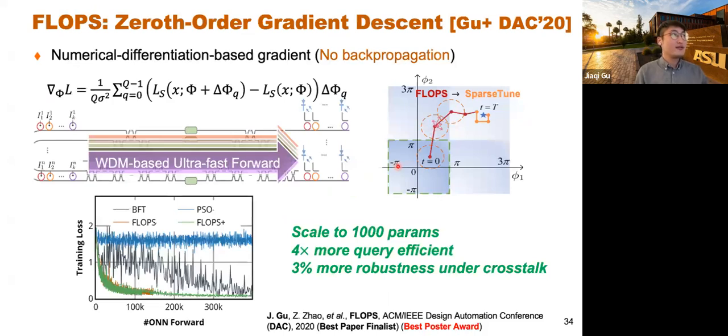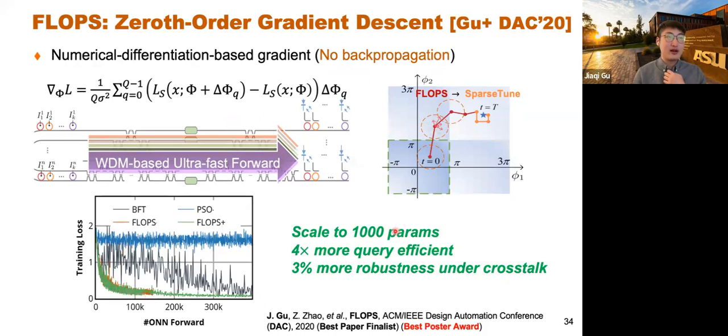So the very first one, FLOPS, is based on zeroth order gradient descent. Instead of doing costly backpropagation, we directly use sampling-based numerical differentiation. We forward the signal through the circuit multiple times, but every time we create a small perturbation on the phase shifter values, or rotation angles, then we can efficiently estimate the gradient. This is called the zeroth order gradient. Compared to the genetic algorithm, which tunes device by device, you can see our algorithm converging much faster, right?